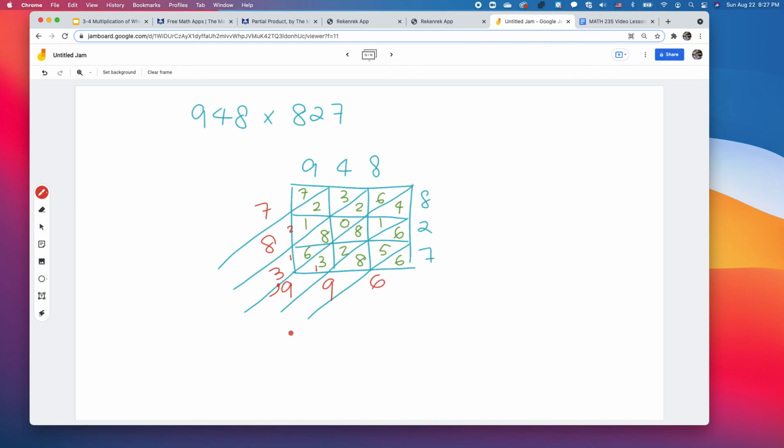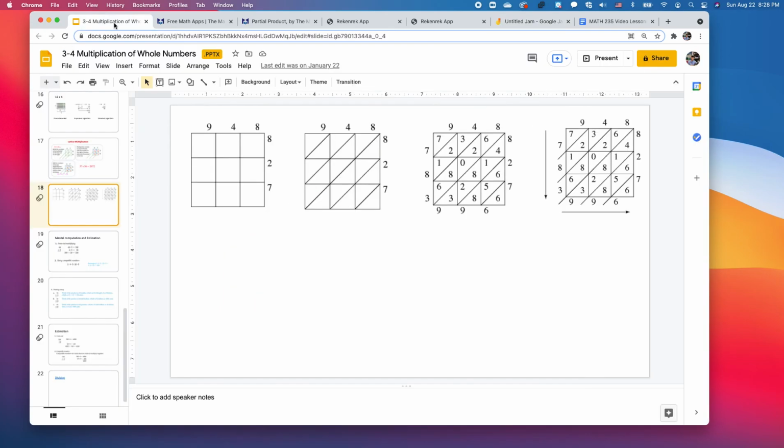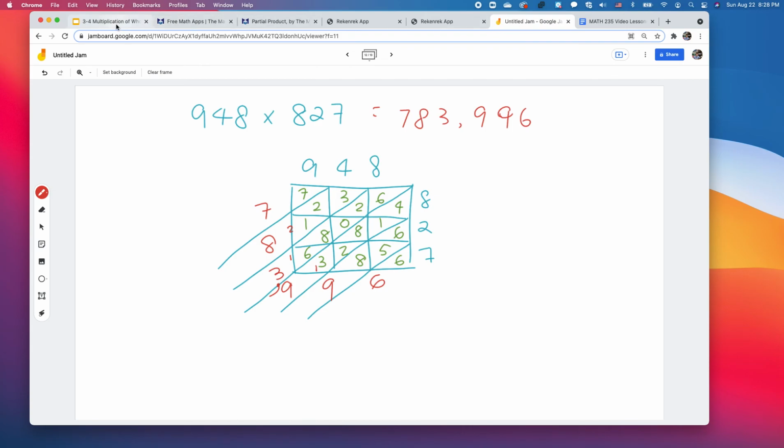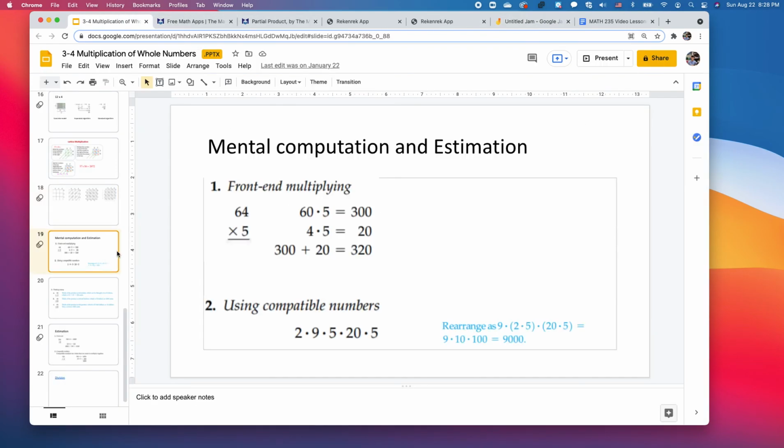It's 783,996. Use a calculator to check. 783,996. Okay, very good. And we're gonna move on to the mental computation and estimation here.